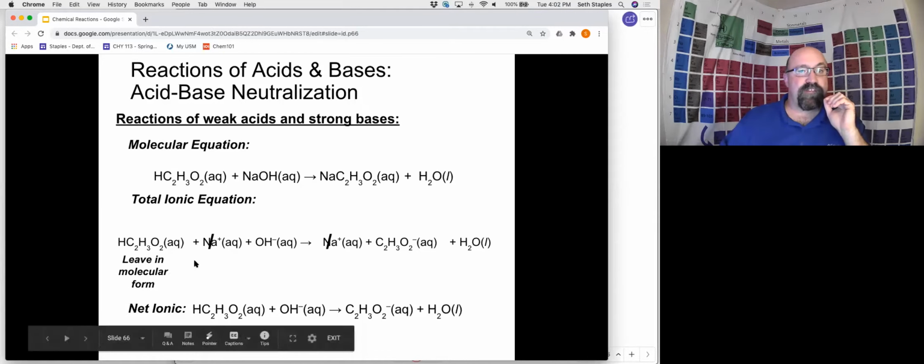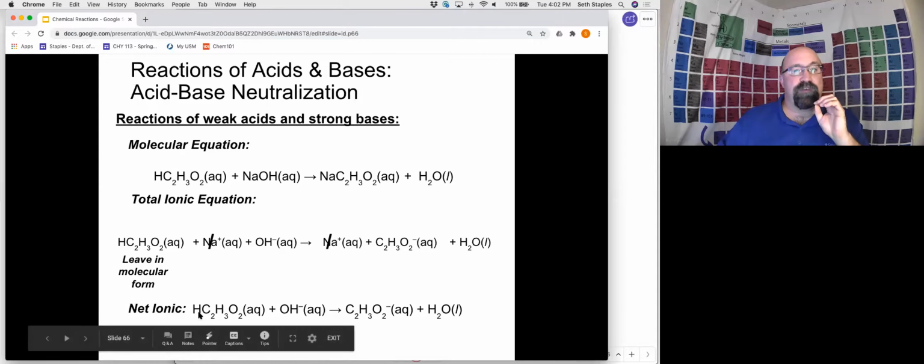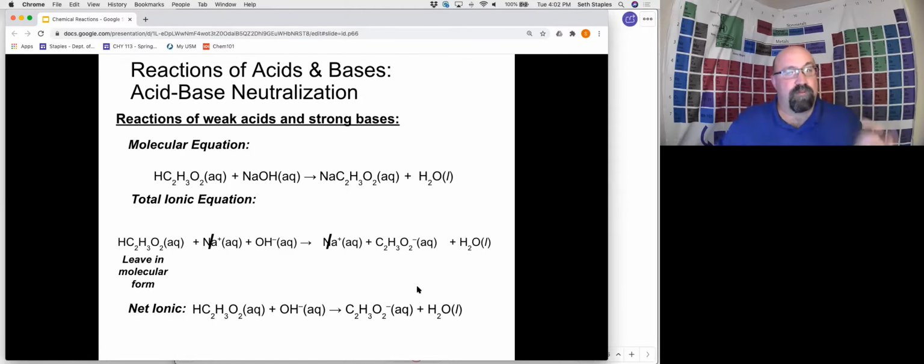So we leave it in its molecular form, meaning the only spectator ion here is our sodium. That's it. And so our net ionic equation is going to keep acetic acid in its molecular form plus our OH minus, giving us our acetate ion and water as a liquid. And so that's going to be your difference in coming up with a net ionic equation if you're working with a weak acid and a strong base.